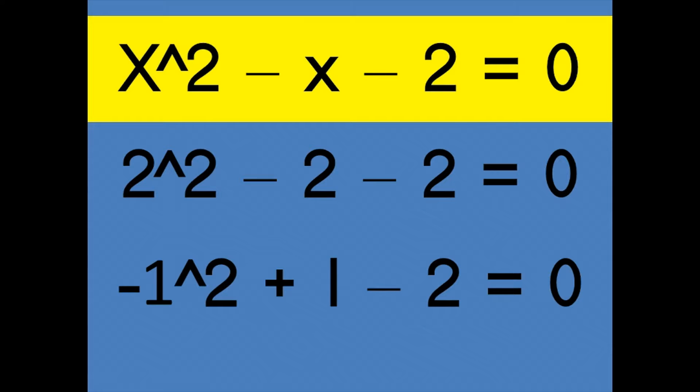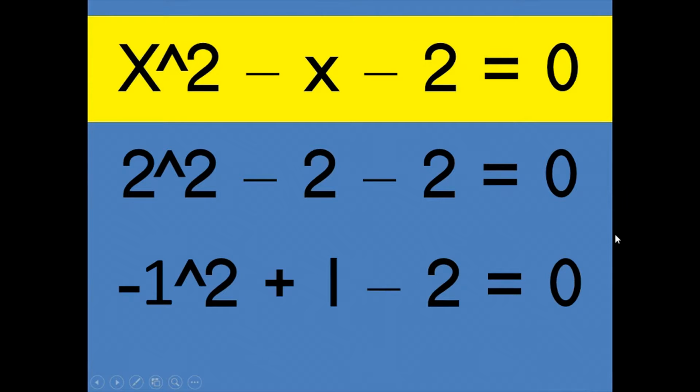Now we'll check our answers. So we'll have to substitute x with the values we got, which are 2 and negative 1. Now, 2 squared minus 2 minus 2 is 0, because 4 minus 2 is 2, minus 2, you get 0. Negative 1 squared is 1 plus 1, 2 minus 2 is equal to 0. Which means the numbers we got were correct. So congratulations to you and to me and to everybody.